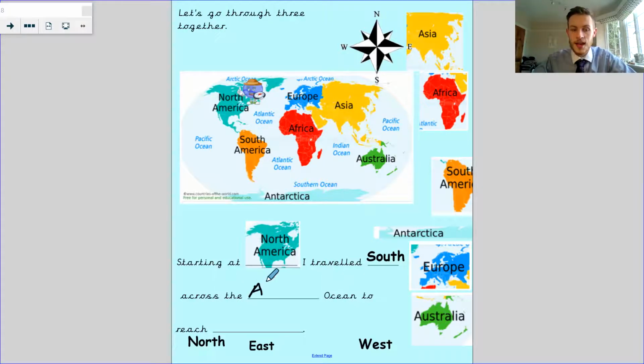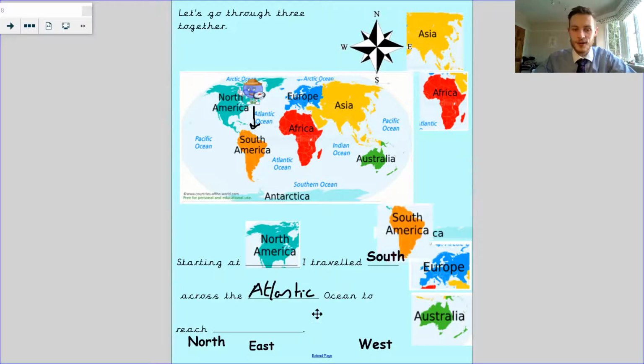I'm going across the Atlantic Ocean. I need a capital A. Atlantic Ocean. And where am I reaching? I'm going to end up reaching South America. You're right. So I need to put South America in my last bit. Starting at North America, I travelled south across the Atlantic Ocean to reach South America.